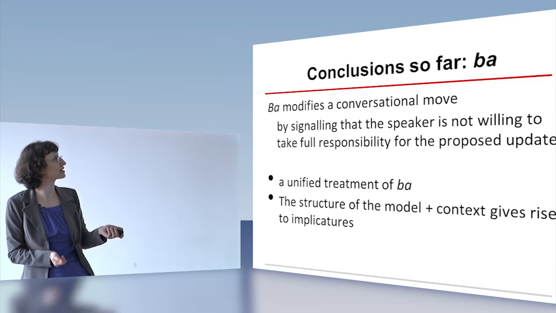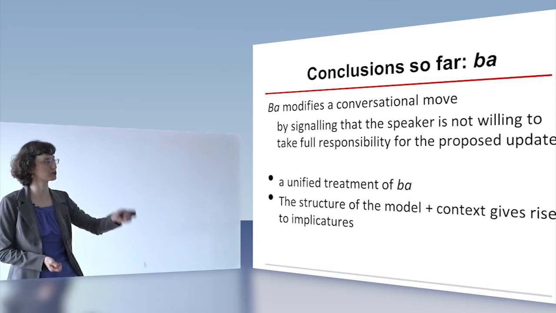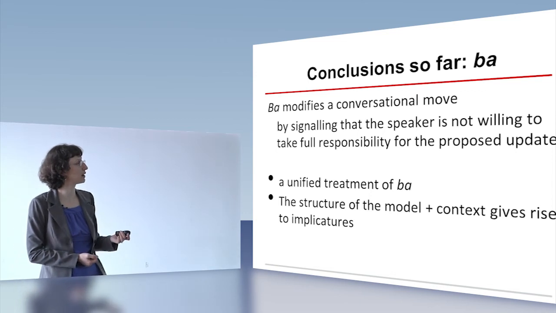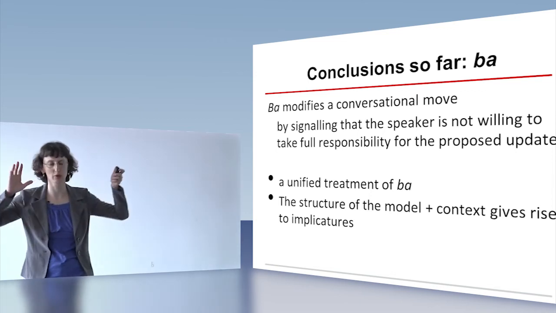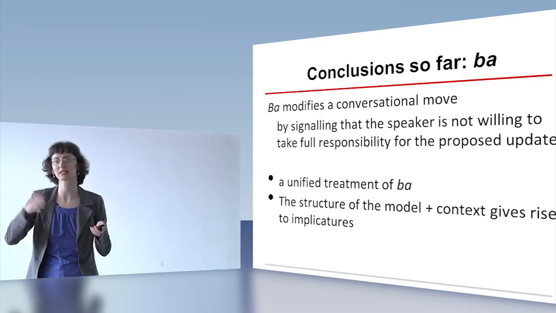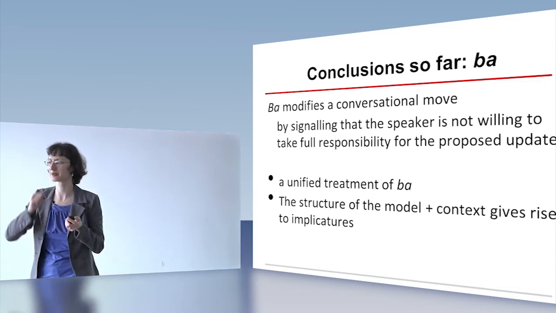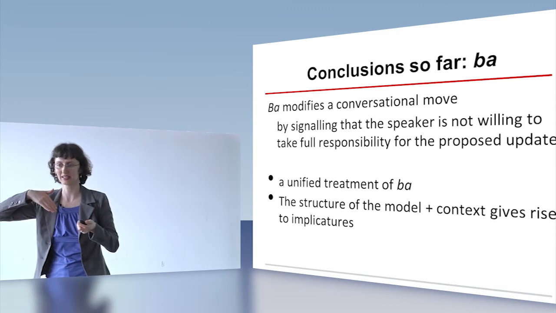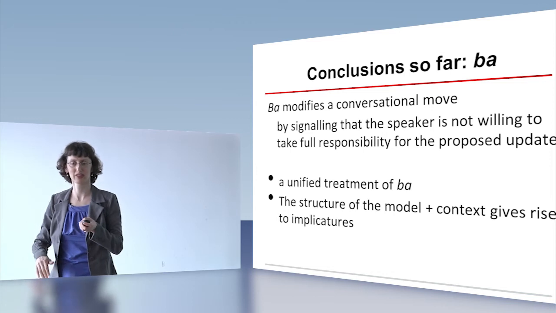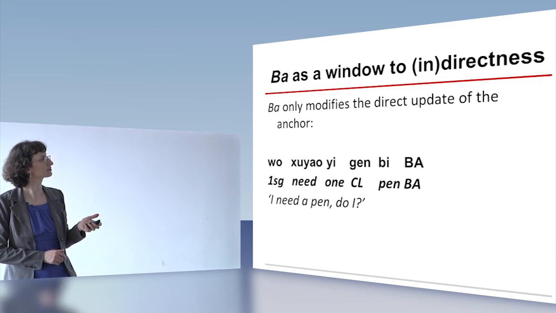So the conclusion so far is that bah modifies a conversational move, signaling that the speaker is not willing to take full responsibility for the proposed update. This gives us a unified treatment of bah, and the idea is that we have this overall structure of how the model works, and that drives implicatures. Basically, we expect people to take full responsibility for what they say and really move it as far along towards the common ground as they possibly can, and when they don't, that's unusual, and we're surprised, and we start drawing inferences. Okay.